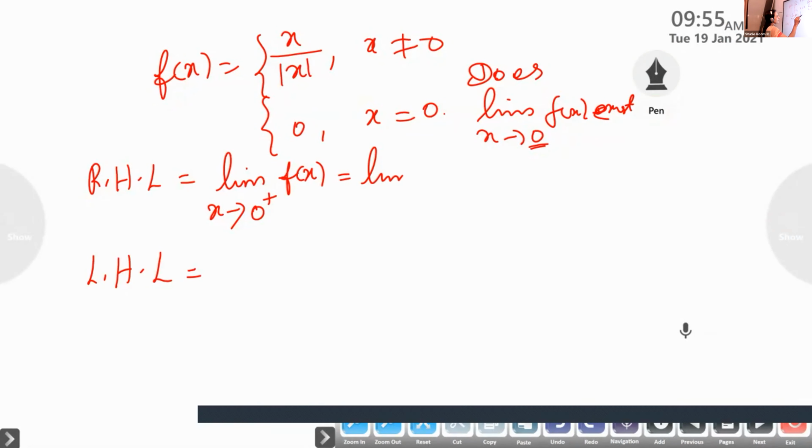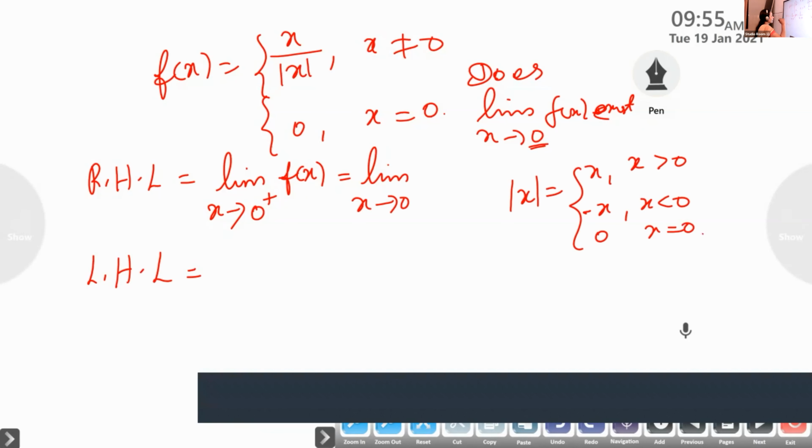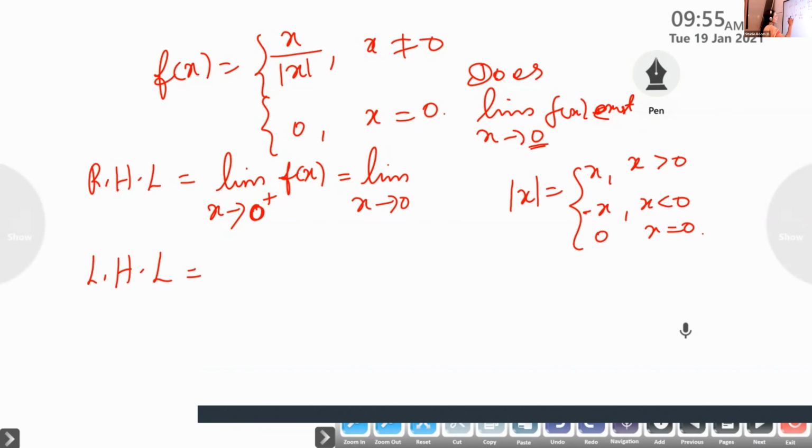Now listen, children. It takes values greater than 0. When x is greater than 0, what will be modulus of x? How is mod x defined? Mod x is defined as x if x is greater than 0, minus x if x is less than 0, 0 if x is 0, isn't it? So when you take this limit, the function is defined as x by mod x. So mod x will be x. So it will be same as 1. So this is same as 1.